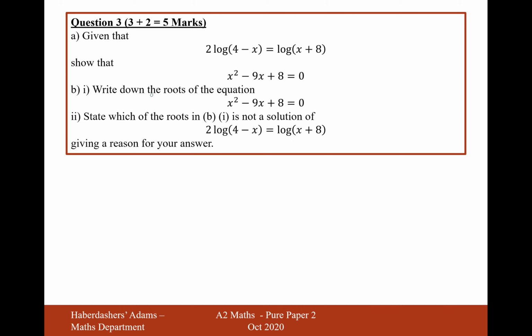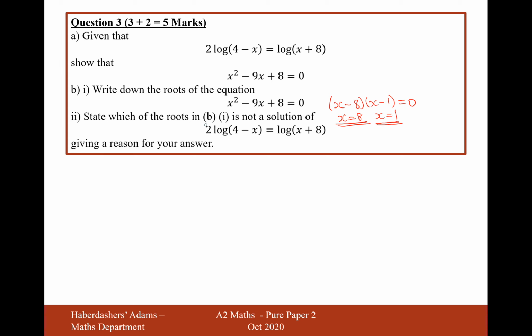Part B, write down the roots of the equation x² - 9x + 8. Well, the way we do this is we factorise it. (x - 8)(x - 1) = 0. So therefore x = 8 and x = 1. So those are our 2 roots there.